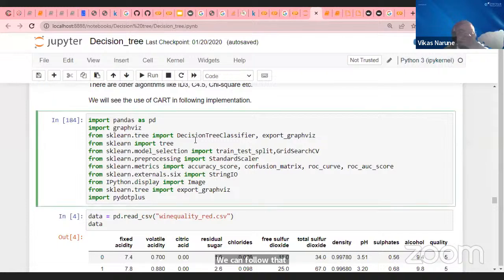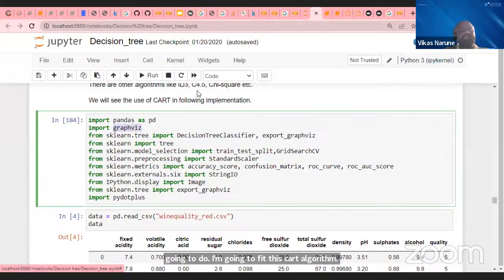Okay, guys, try to understand now what I'm going to do. I'm going to fit this CART algorithm for the decision tree. So I'm calling pandas first, then graphviz, guys. This library I'm calling to visualize my tree. Okay.